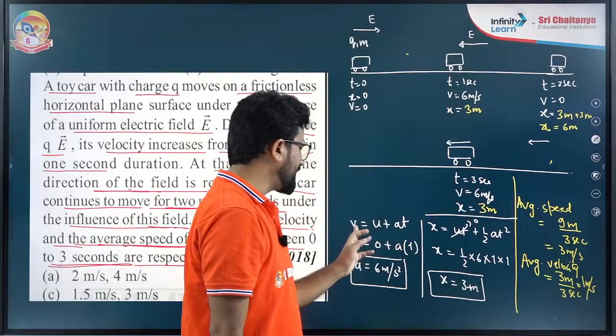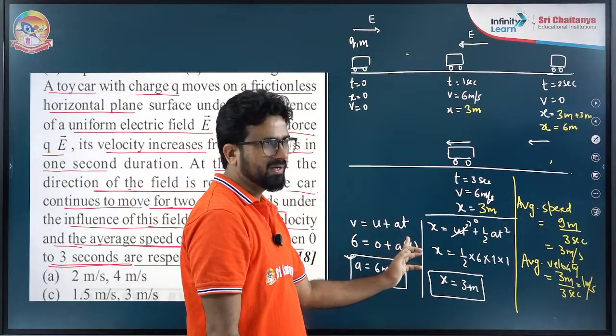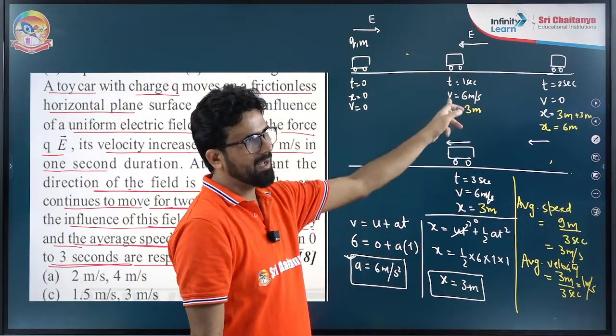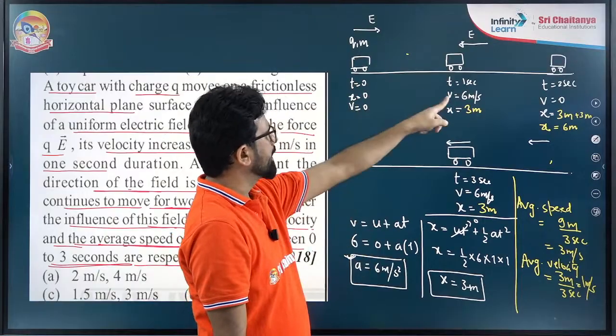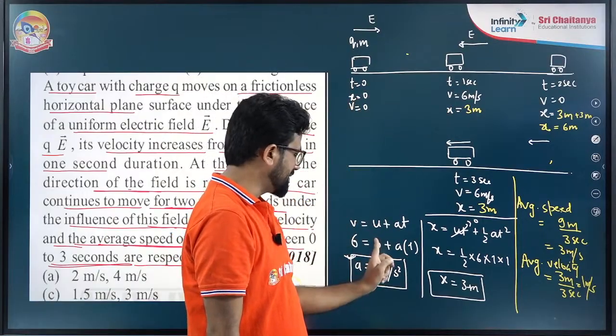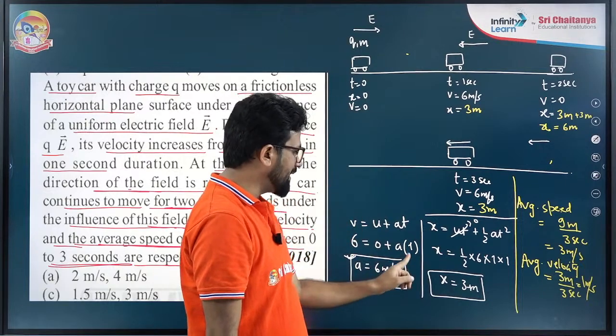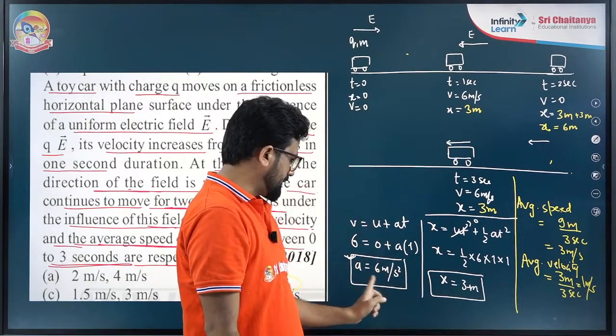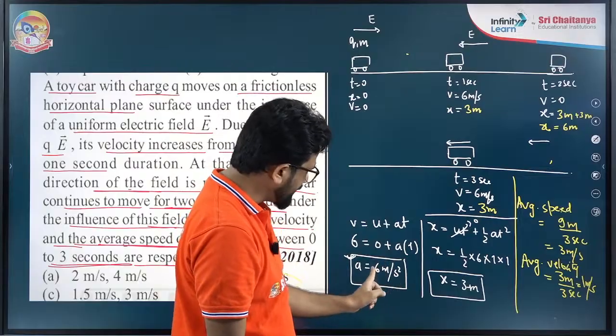Again we can ask, what is the acceleration? v equal to u plus at. Final velocity, in the first second I am calculating, is 6. Initial is 0. Acceleration we want to calculate. Time is 1 second, given to you. Acceleration becomes 6 meter per second square.